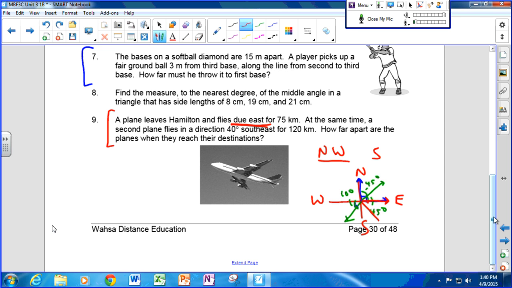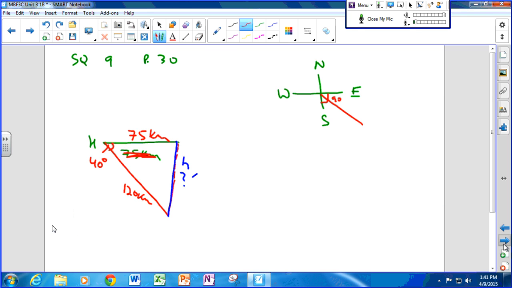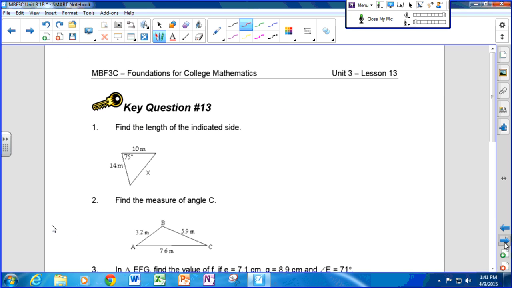You have to make some assumptions sometimes when you're reading these questions, and if you're not sure, write what your assumption is. You can say, I assume east looks like this, and that'll be fine. Oh yes, the infamous baseball diamond problem. All right, so try a few of those.